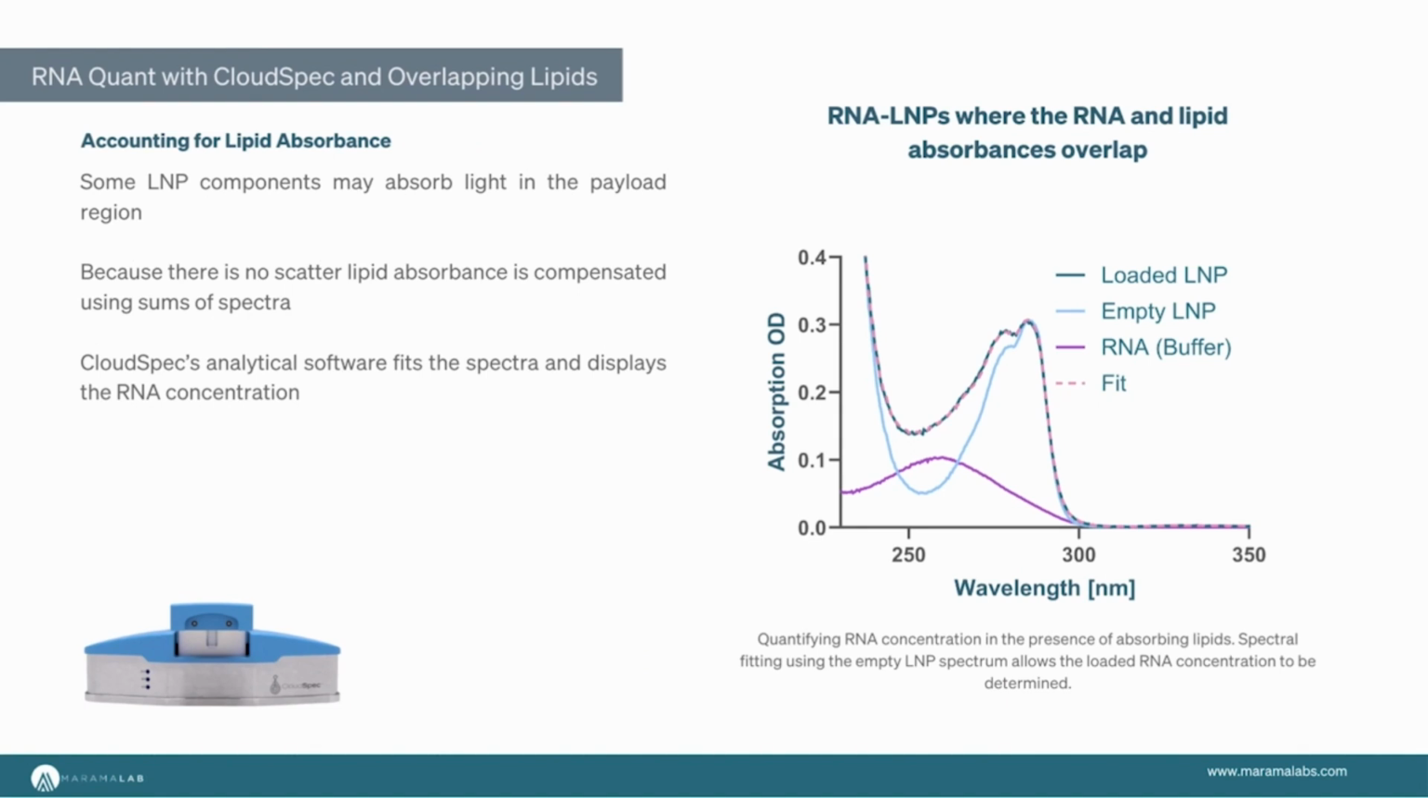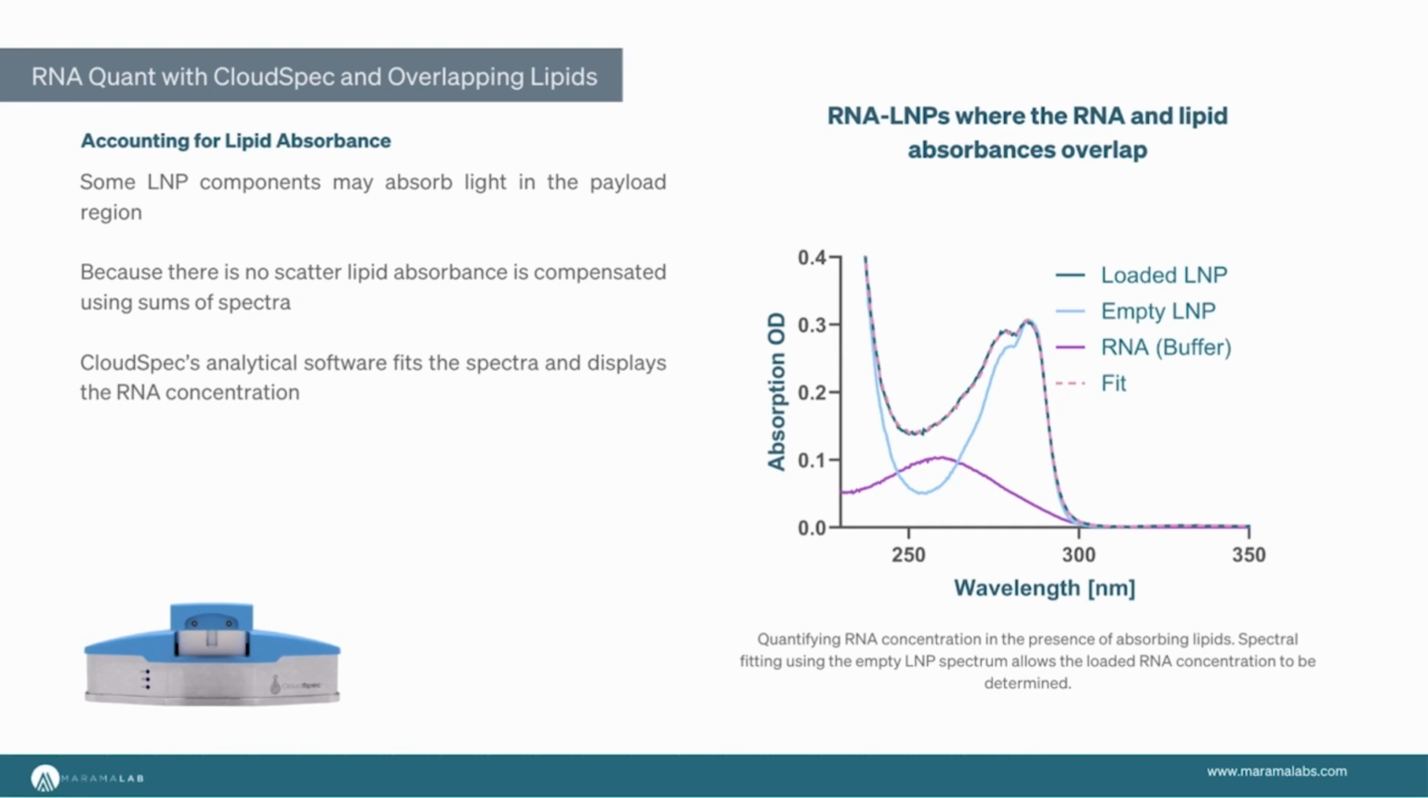Finally, there's one other thing that you might want to do with nanoparticles. If you have an ionizable lipid in this case, or other lipid component which absorbs in the same region as the RNA, you have to be able to remove that signal. And actually, because scatter-free absorption is just like regular UV-Vis, but without the scatter, we're able to bring to bear the analytical techniques you would do for that.